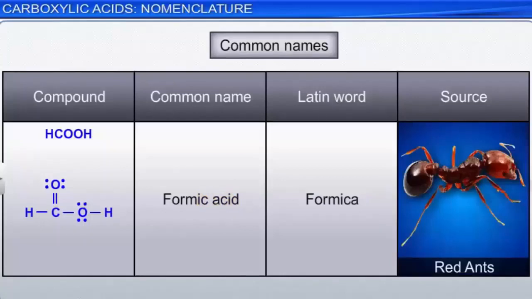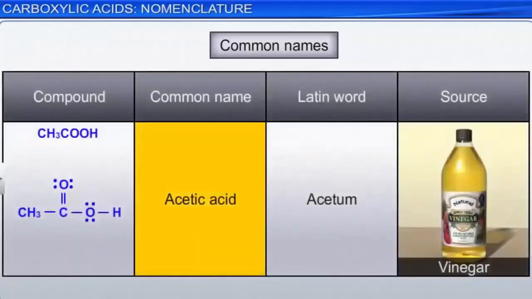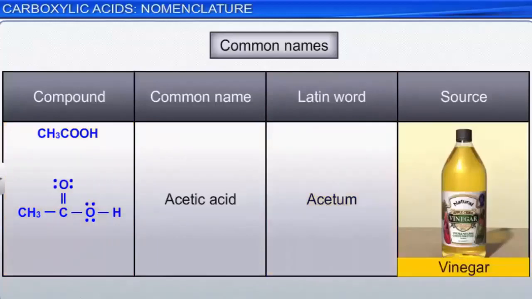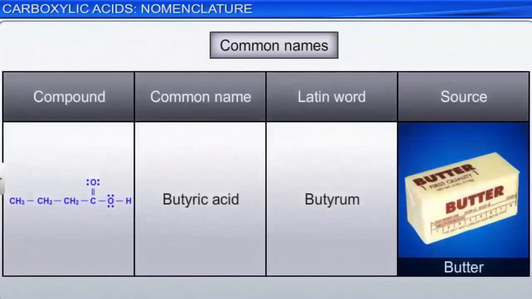For example, the name formic acid, HCOOH, is derived from the Latin word formica, which means red ants, while acetic acid, CH3COOH, is derived from the Latin word acetum, which means vinegar. Similarly, butyric acid is derived from the Latin word butyrum, which means butter.